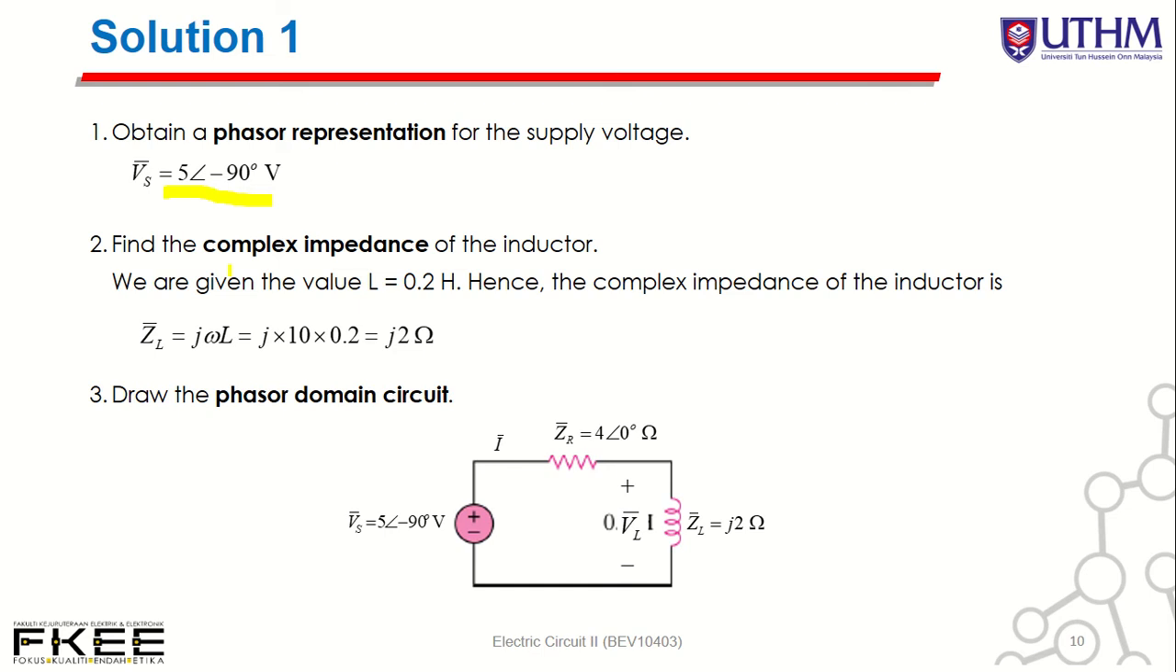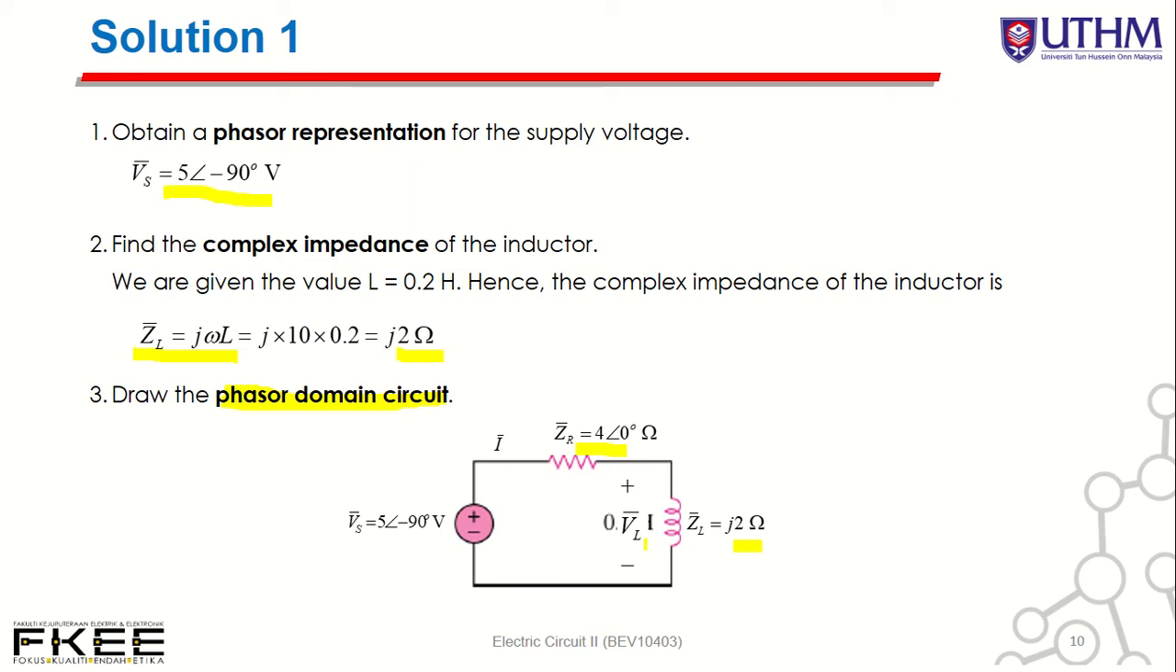then you can determine ZL. ZL equals jωL. Okay, you can get ZL. ZR equals R itself, angle 0, in ohms. And then you need to draw the phasor circuit. This is the phasor circuit: V, ZR, and ZL.